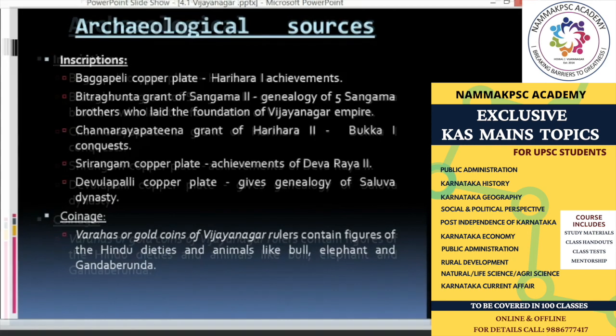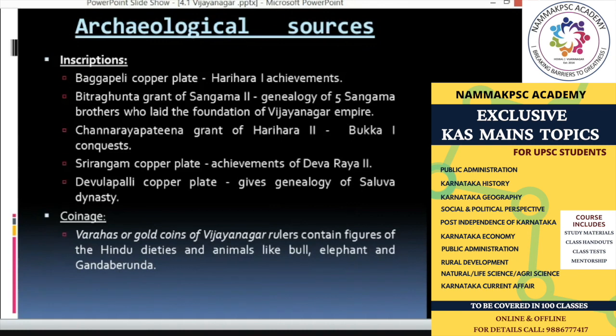Yeah. Okay. Then comes our coinage, Varahas or gold coins of Vijayanagar rulers. So it's important that, okay, now all of you pay attention here. Now there is a term called Varaha. Now in our ancient history, there is a confusion. The confusion is that in each one of the dynasties, there is a term they used to define gold coins or silver coins. In some places they say Nishka. Nishka means silver coins. In some places they would have used varahas.